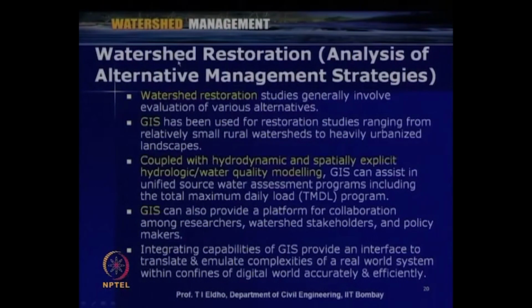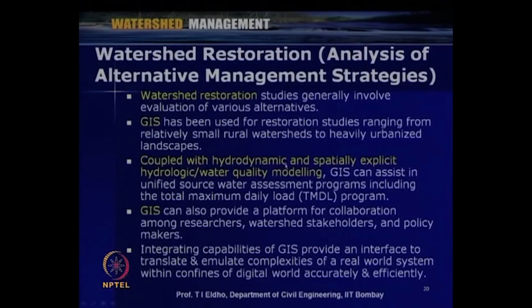Then GIS can also be used for watershed restoration, that means various alternative management scenarios we can generate and then assess. Watershed restoration studies generally involve evaluation of various alternatives. So, various scenarios we can generate, then evaluate those scenarios and identify which will be the best solution. The GIS platform can be used for that purpose. GIS has been used for restoration studies ranging from relatively small rural watersheds to heavily urbanized landscapes. That way we can effectively utilize GIS.